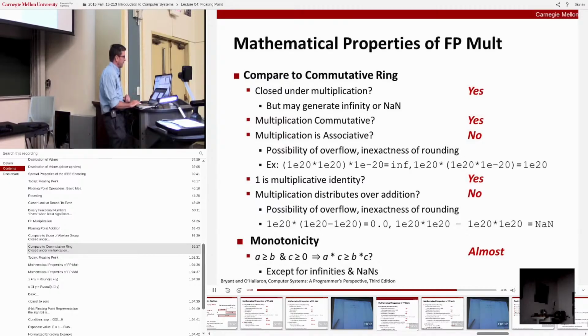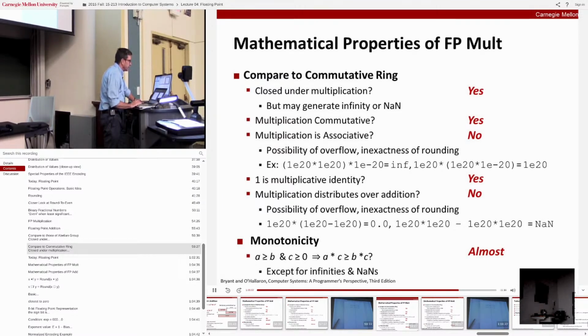Now, multiplication is similar. It's closed generally under multiplication. It's commutative, but it's not associative, and it doesn't distribute over addition. And it's the same. So here you can see we're taking 2 to the 20th times 2 to the 20th times 2 to the 20th, and so that gives infinity.